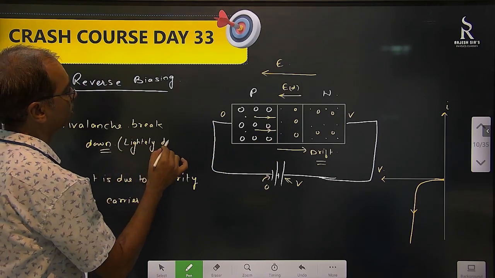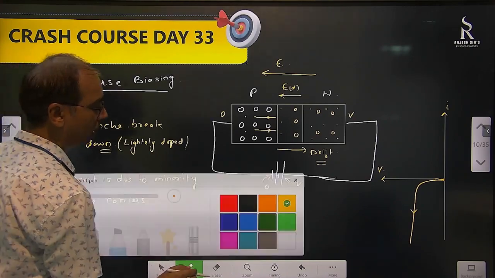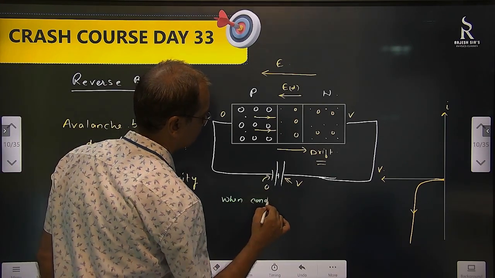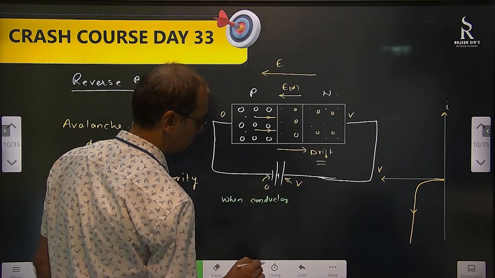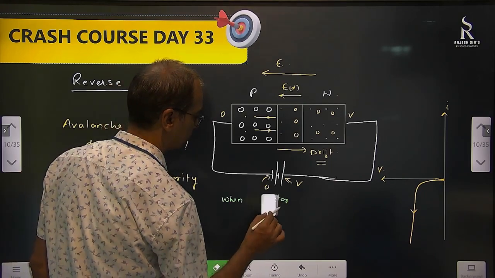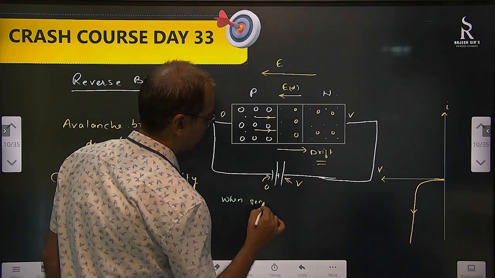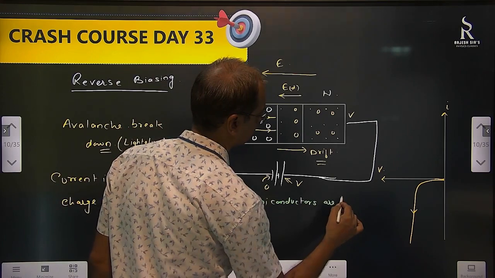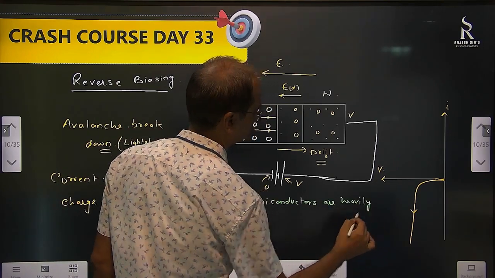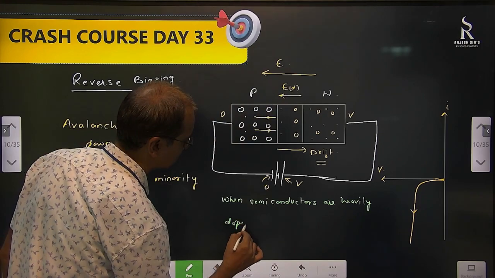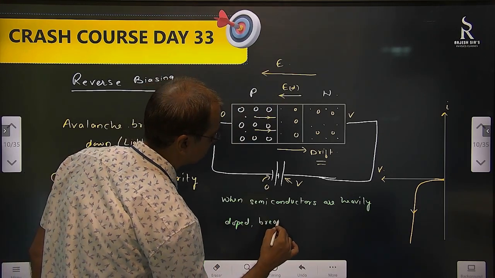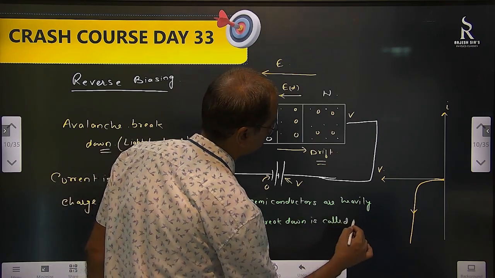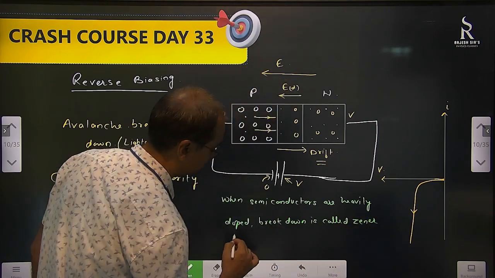This is lightly doped. When semiconductors are heavily doped, the breakdown is called Zener breakdown.